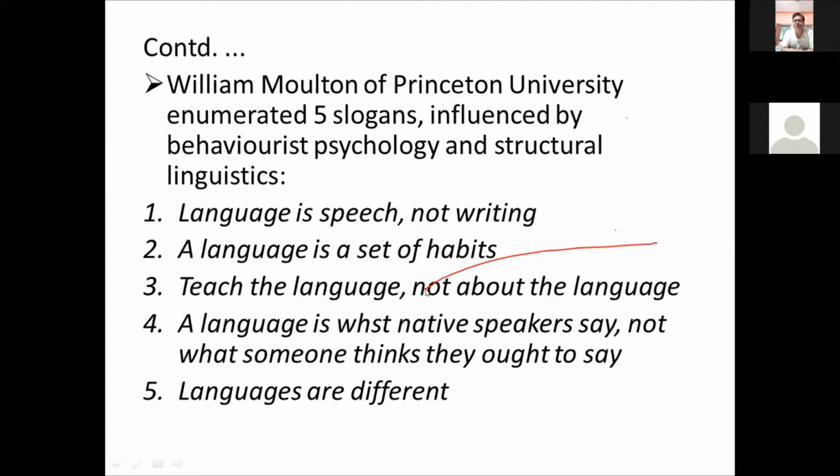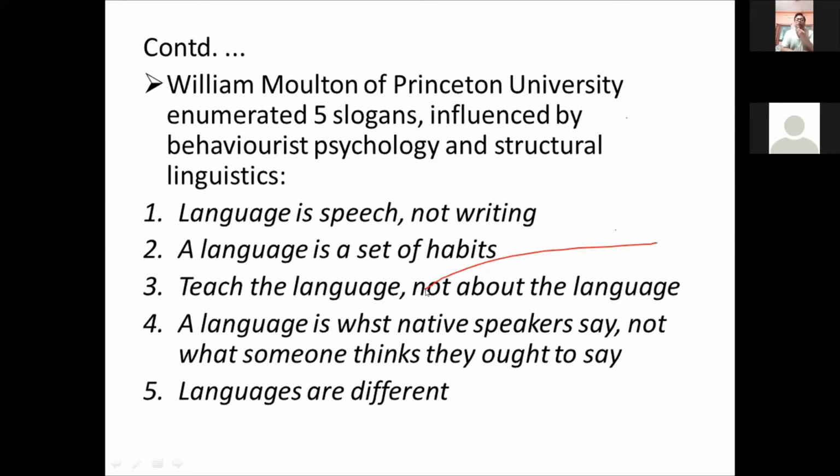And the fifth slogan is that languages are different. Different languages have different sets of rules, different methods of speaking. So languages vary, and therefore different methods and different skills have to be developed in order to master a language.